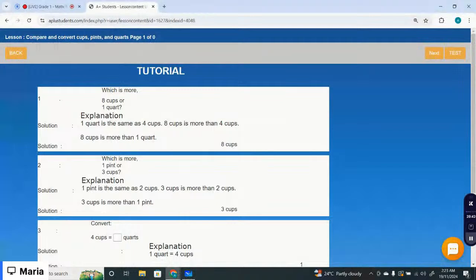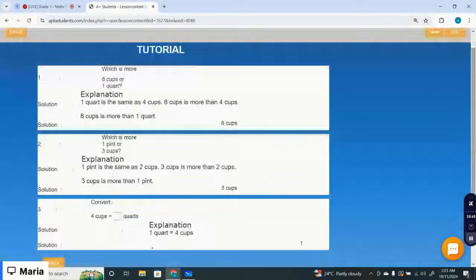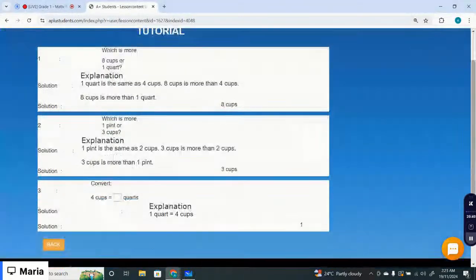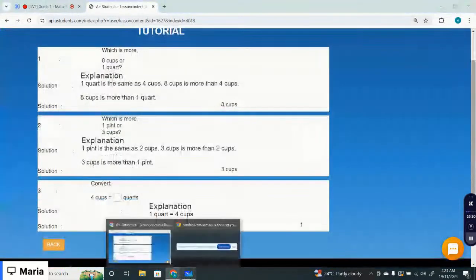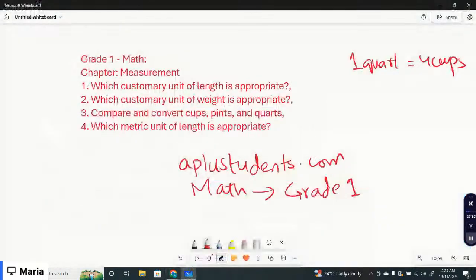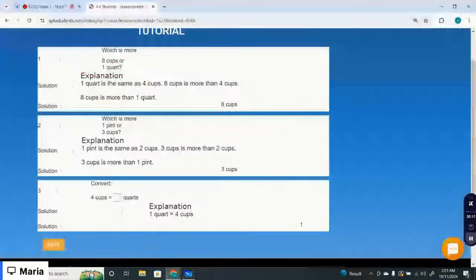Got it? The next one is which is more, 1 pint or 3 cups? So 1 pint equals 2 cups. You can note them down. These are the basic conversion units. Where is the pen? Pint equals 2 cups, right? So then 3 cups is more than 2 cups.